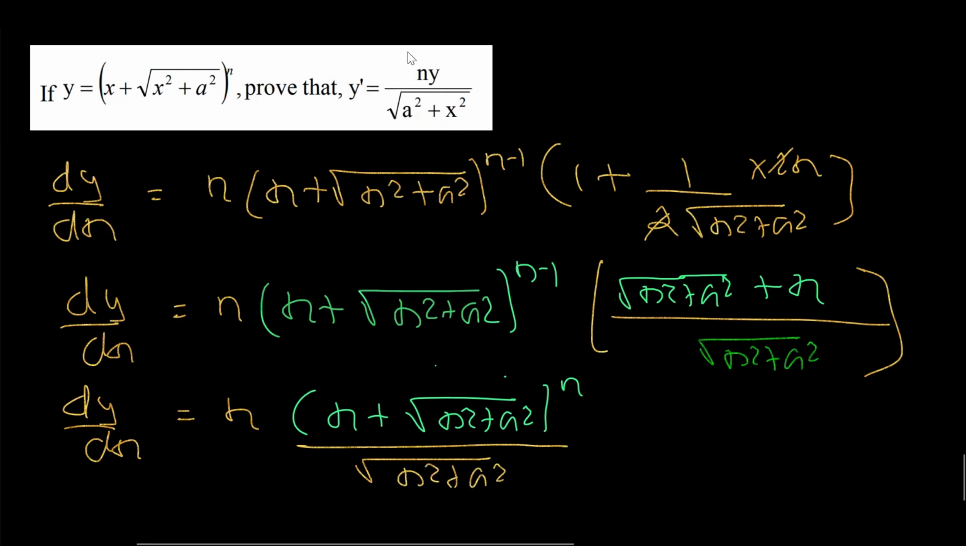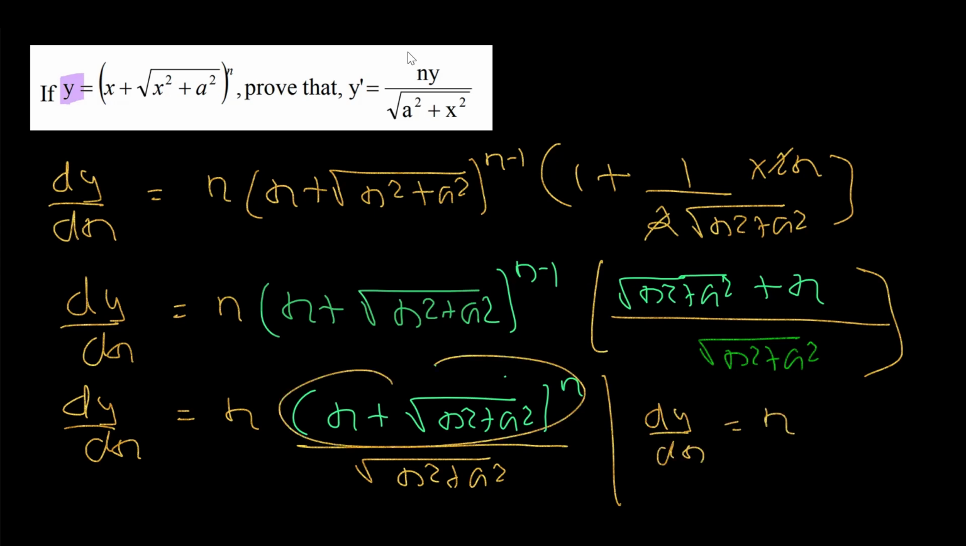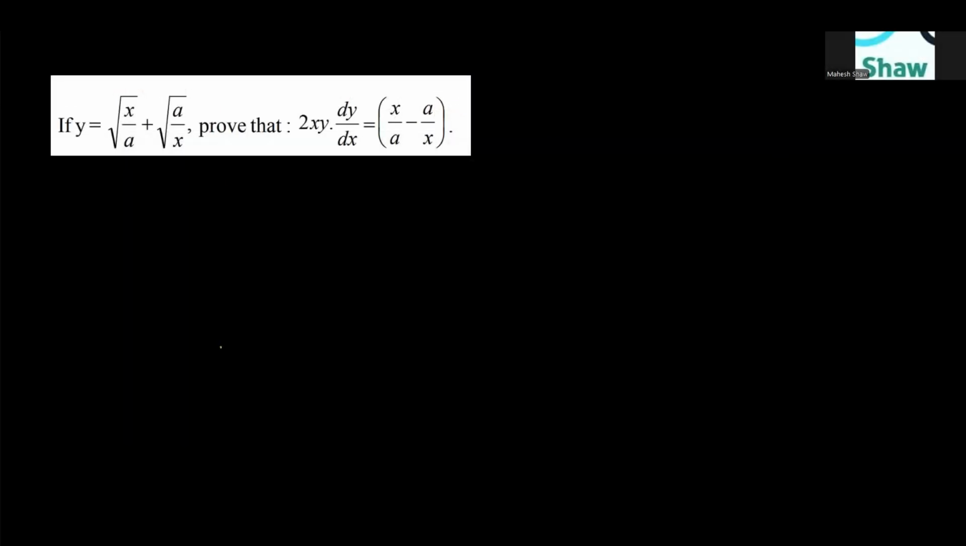In fact, I can replace this thing with y, right? This can be replaced with y. So let's say if I do it here only, we have dy by dx equals n, and this can be replaced with y. So it is ny, and below we have x square plus a square. That's how we prove this question.